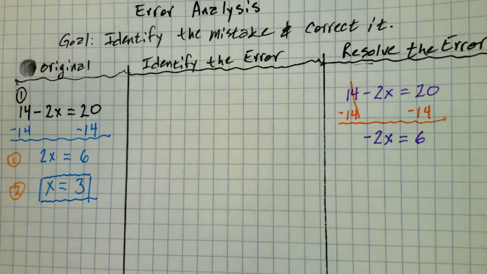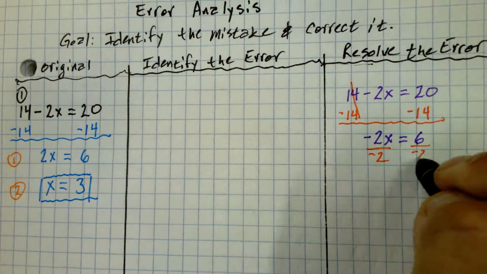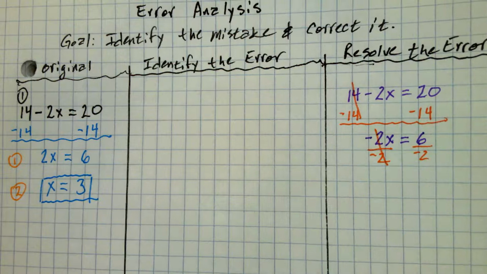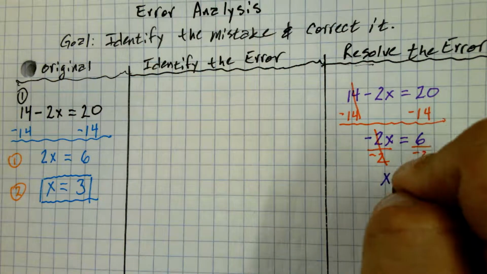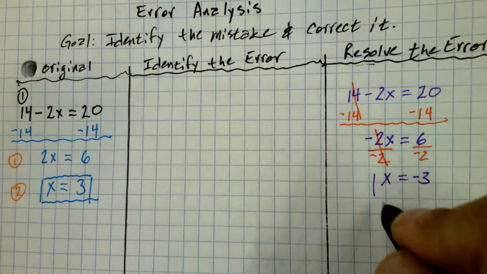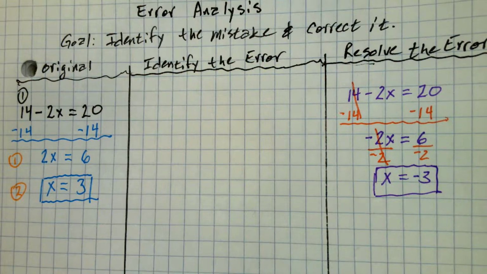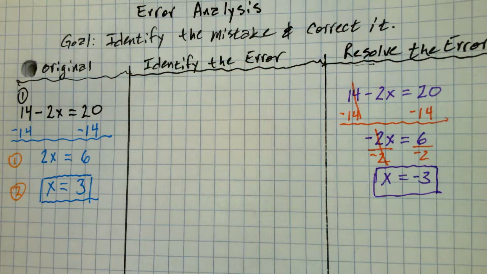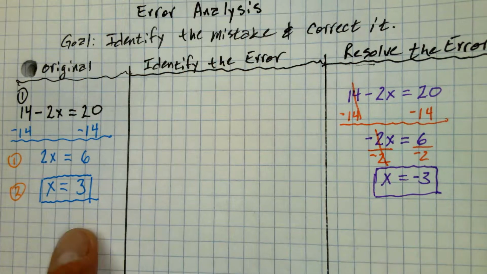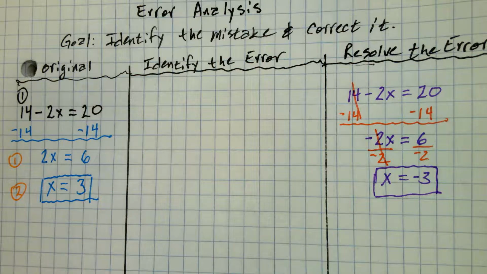So let's just solve it. Divide by negative 2. And instead of getting 3, the actual answer should be negative 3. All right. So the answer is negative 3 instead of 3, because what happened in step 1? Yeah, they didn't do the negative, didn't bring down the negative. Let's write that down. Okay.